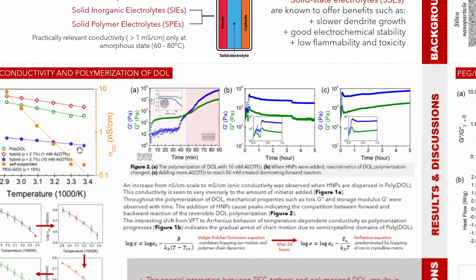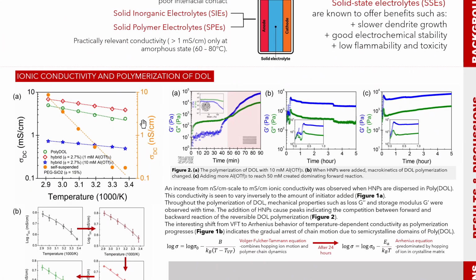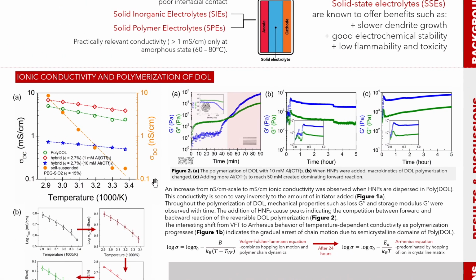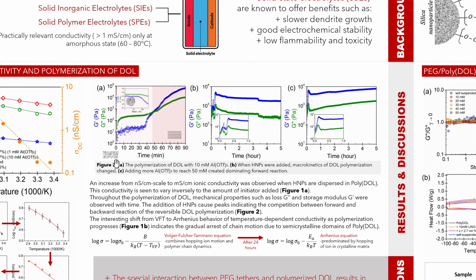The first benefit observed is the increase from nanosiemens per centimeter scale ionic conductivity of self-suspended hairy nanoparticles to millisiemens per centimeter when dispersed in poly-DOL. Not only affecting ionic conductivity, adding hairy nanoparticles into poly-DOL alters the macrokinetics of DOL polymerization, producing a less crystalline polymer. We can see that in Figure 2a, the DOL progresses from monomer to amorphous polymer to a semicrystalline one.